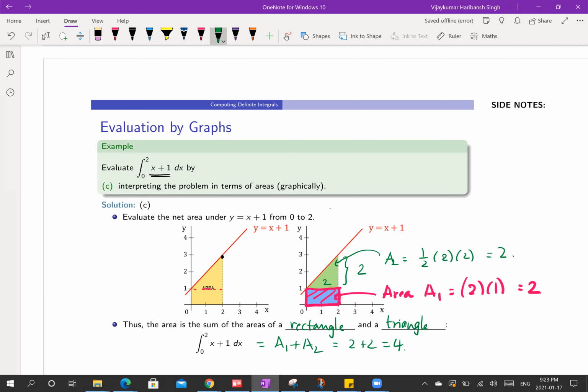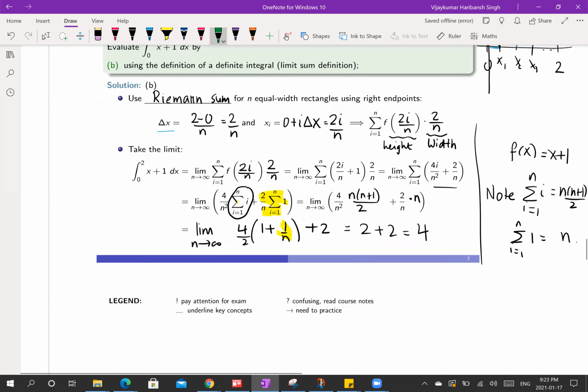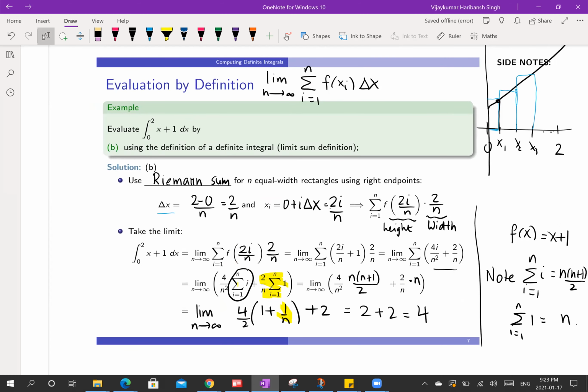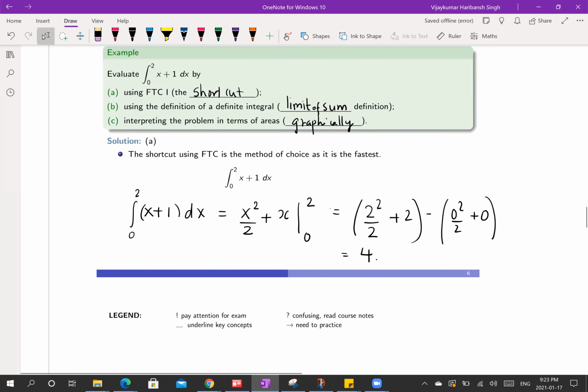Okay, so this is a presentation of finding the same integral using all three methods. And I want to stress that it may not be possible all the time to find the integral using area graphically or using the Riemann sum. But FTC should work in almost all the cases we are going to work with. Again, there are some functions for which there is no elementary antiderivative, but we will not work with those for most part of the course.